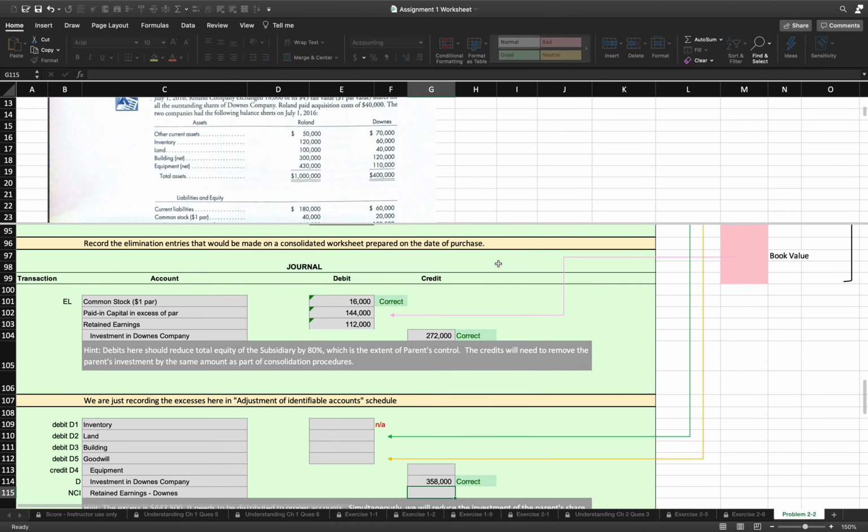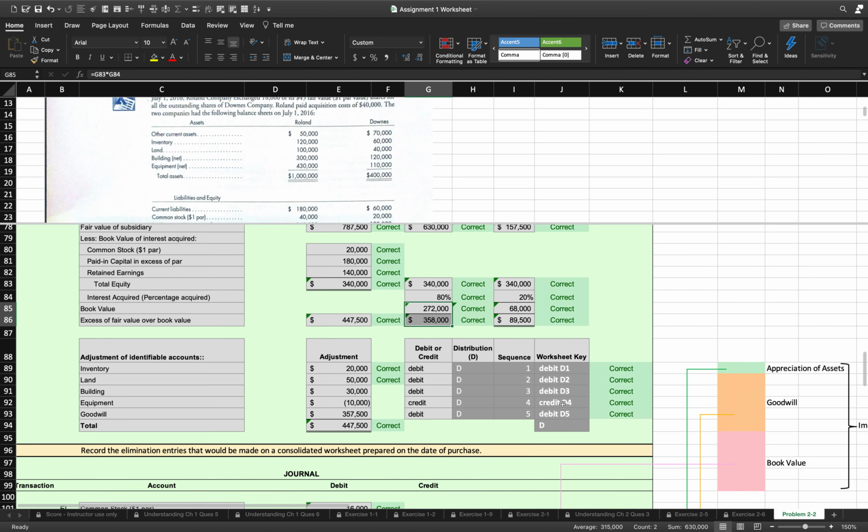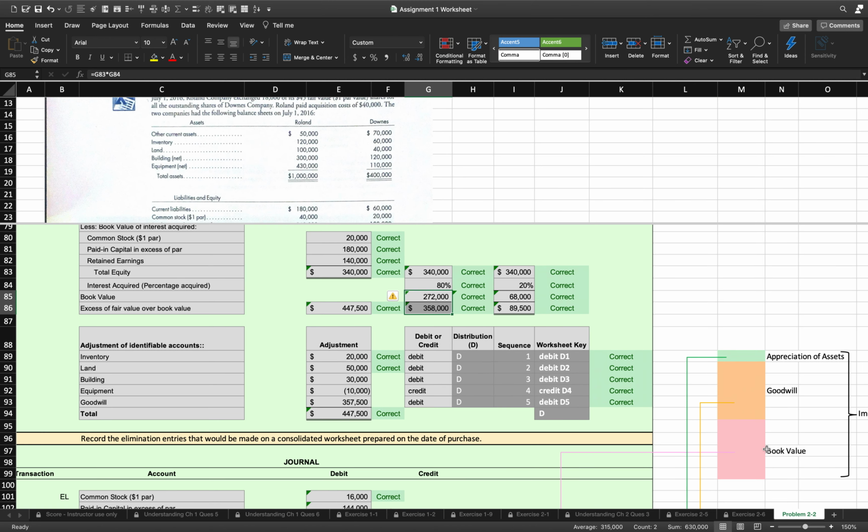Because ultimately what we're trying to do is eliminate these two amounts, because theoretically 80% of that is what the parent company owns. I want to get rid of it, absorb the 80% or 100% of the value or net assets of the subsidiary, and then give a portion to NCI's share. And we'll see all of that in the subsequent discussion of the worksheet.